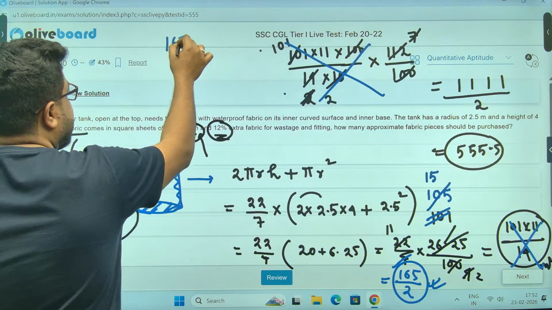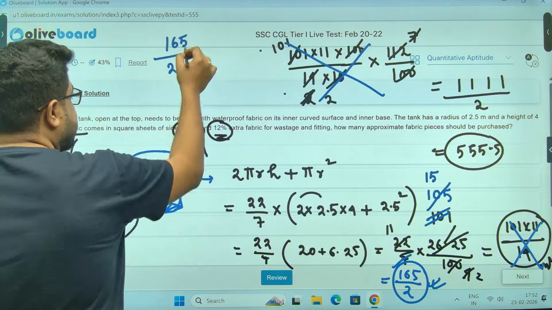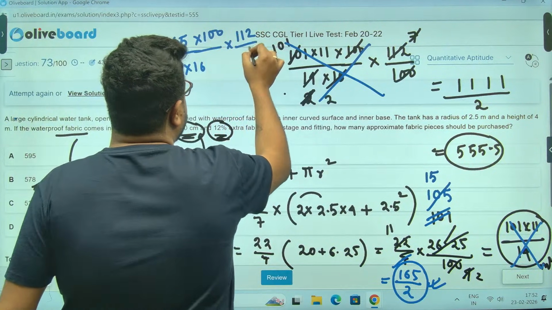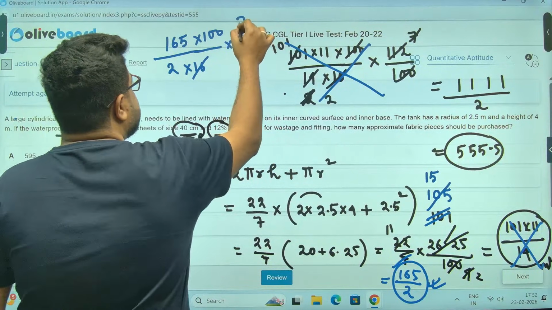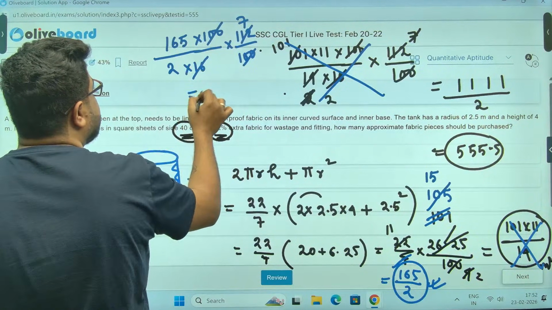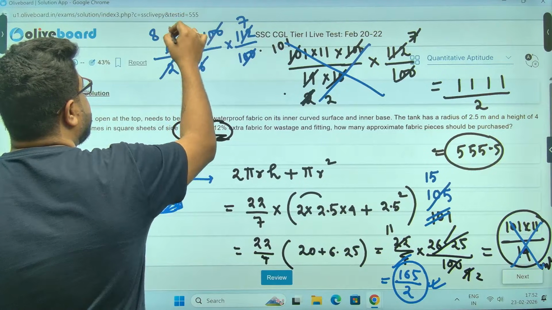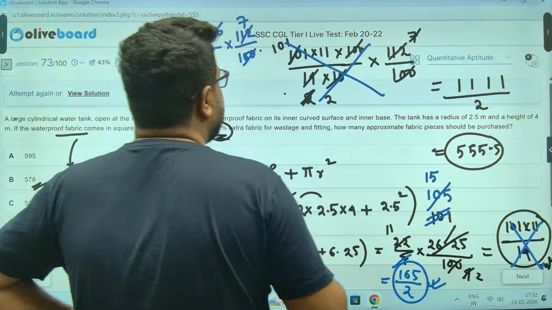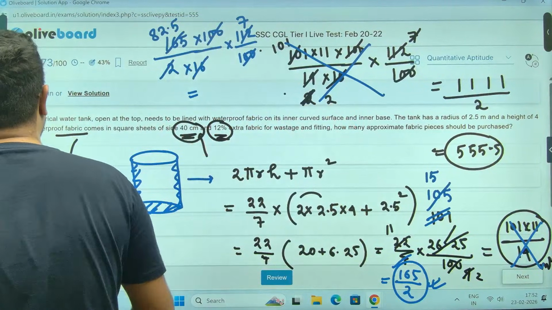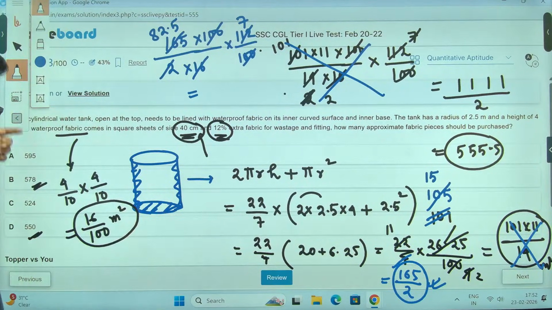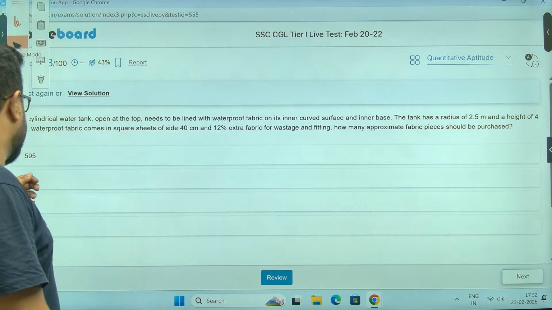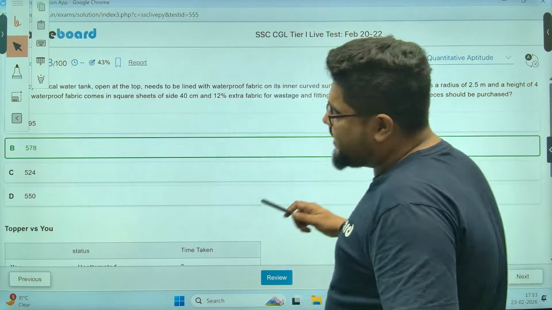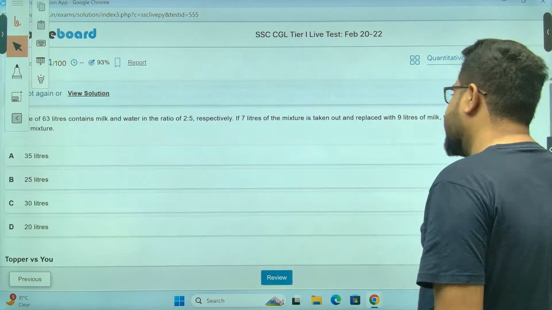So this much area is needed to be covered. Every sheet is covering this into 112 by 100. 16 sevens, 100 gone, this much. 82.5. Sir, for 82.5, and do the calculation here. Okay, the answer will be between them only. Let's take a wild guess. 578 is the answer. Just do the last bit of calculation. I made an error. My mistake. Sorry.